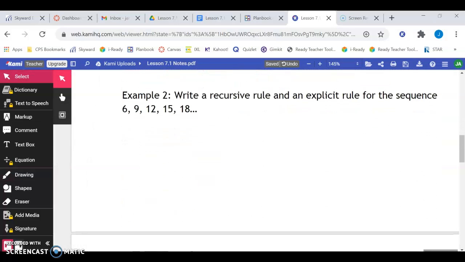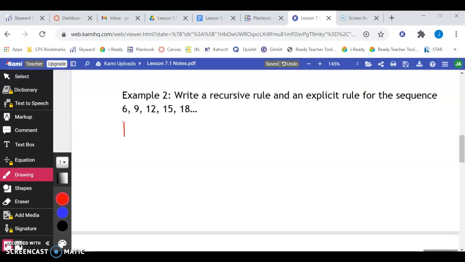So example 2, we're going to do the same thing, only we don't have a story to go along with this list of numbers, we just have a list. So for the recursive rule, we always have to give what the first term is. So the first term in this list is 6.